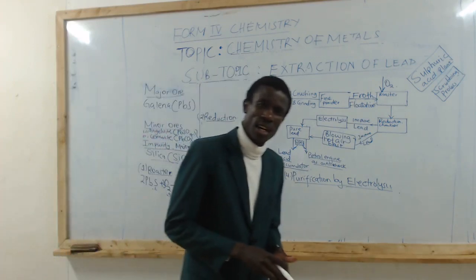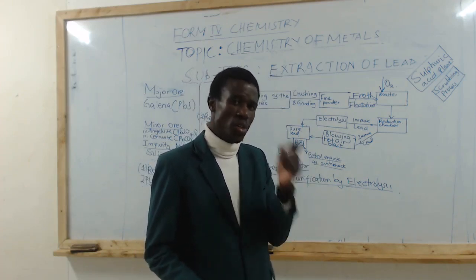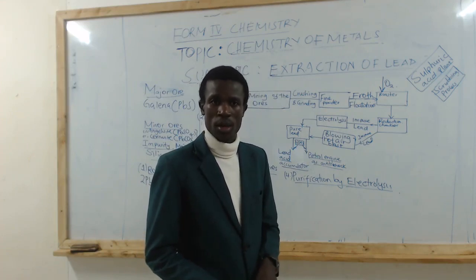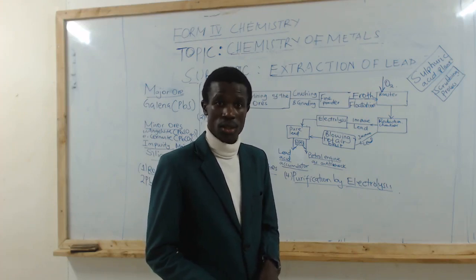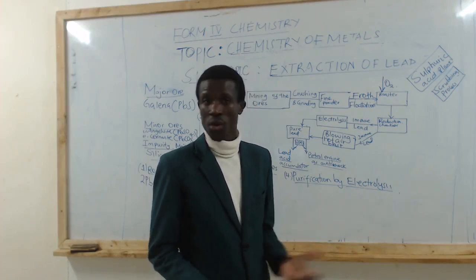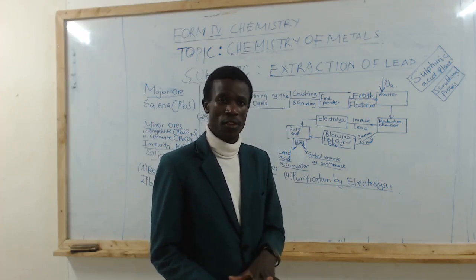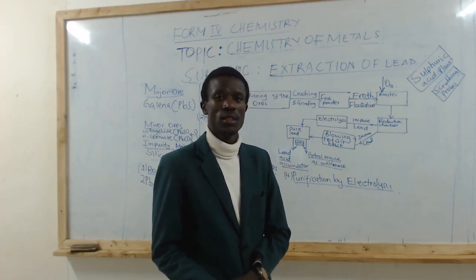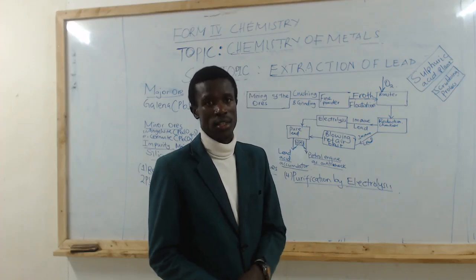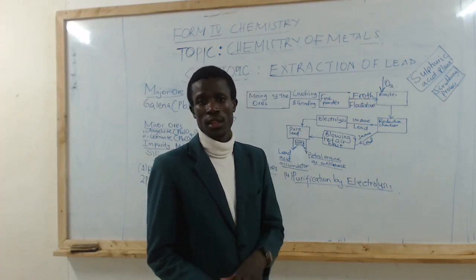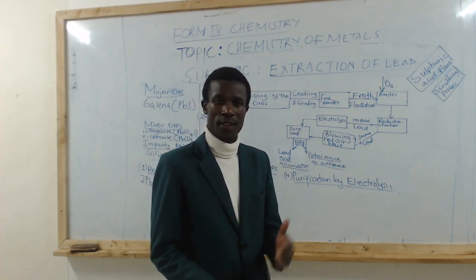Sulfur IV oxide is an acidic gas, and therefore it should not be allowed into the atmosphere, because it will cause pollution to the environment. Why? Because it will react with moisture or rainwater to form acid rain, a mixture of sulfuric VI acid and sulfuric IV acid. Sulfuric VI acid and IV acid would have adverse effects.